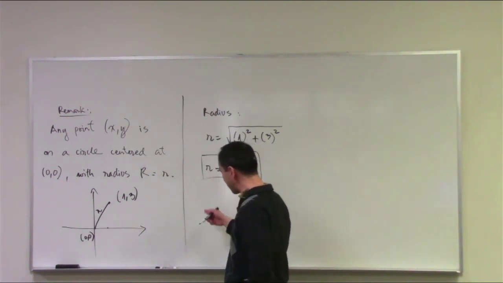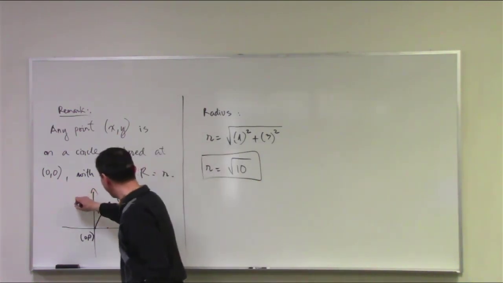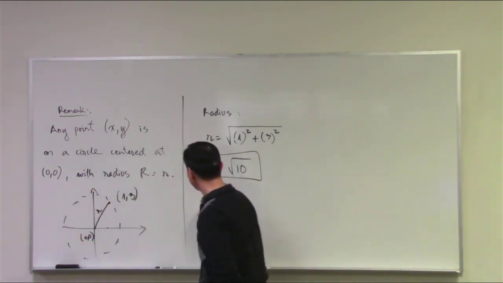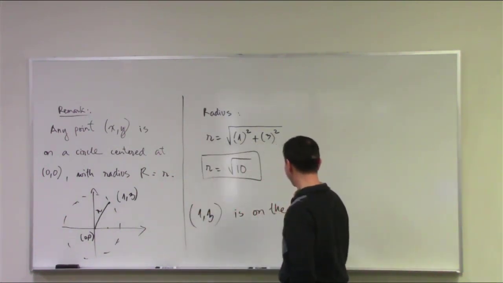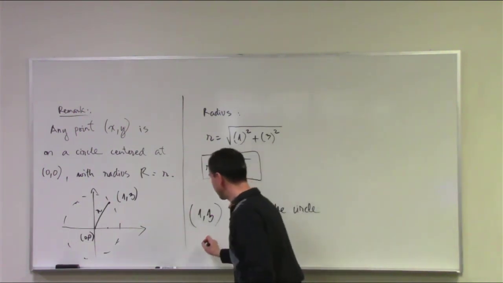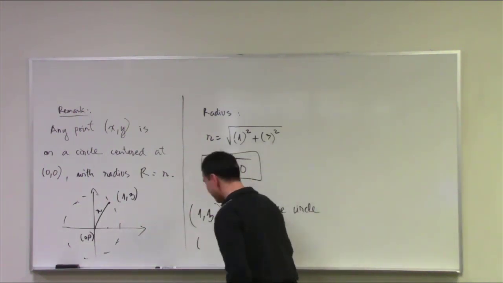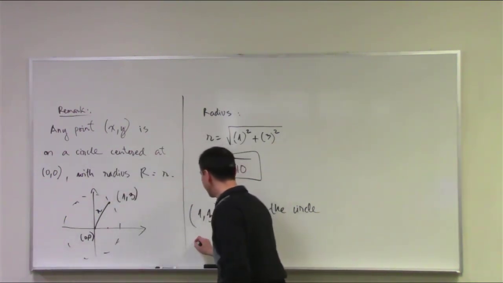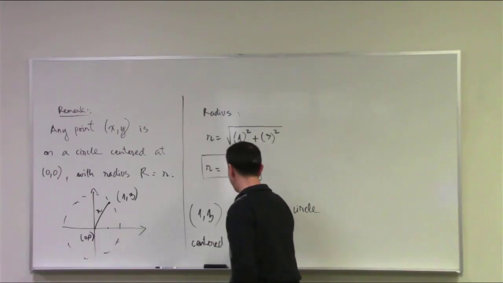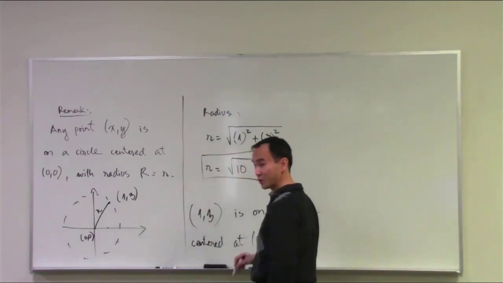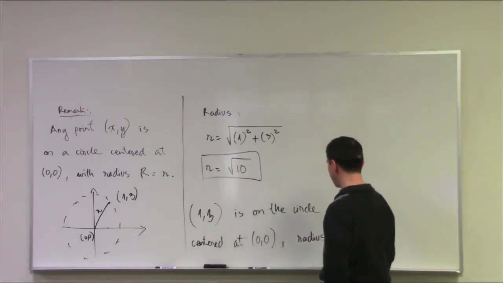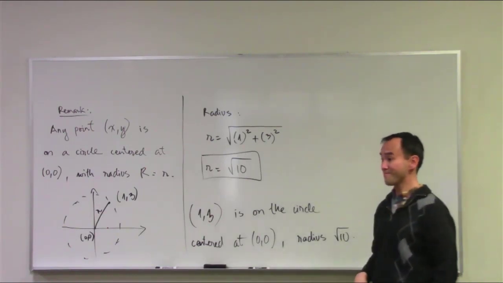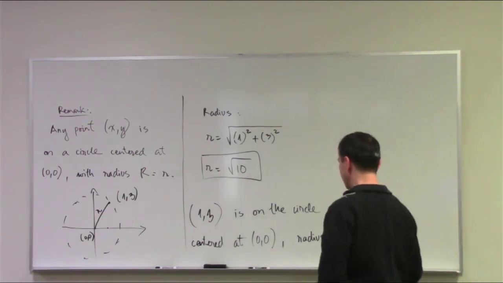And so that means this point 1, 3 is on the circle. There's that circle. So now you can say, 1, 3 is on the circle. The circle center is 0, 0, right? Center at 0, 0. That's what we always want, right? But then, what's the radius here? Radius square root of 10. See what I mean? You know we're on that circle.